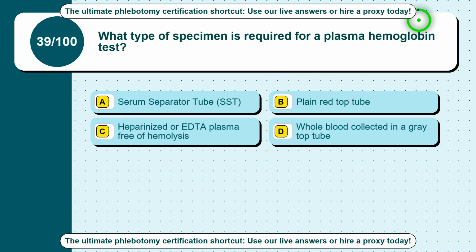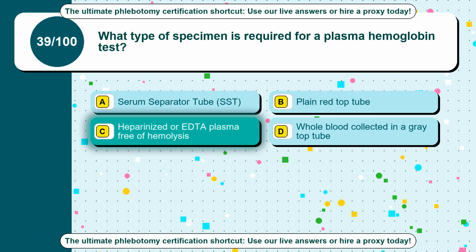Question 39. What type of specimen is required for a plasma hemoglobin test? Option A. Serum separator tube, SST. Option B. Plain red top tube. Option C. Heparinized or EDTA plasma free of hemolysis. Option D. Whole blood collected in a gray top tube. The correct answer is option C.